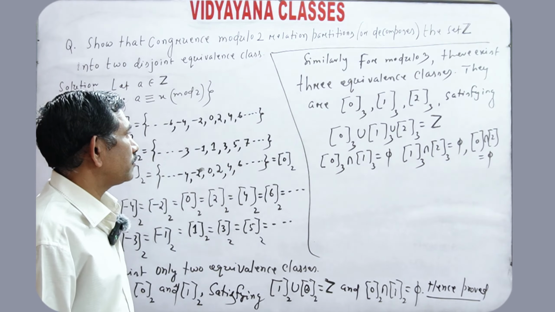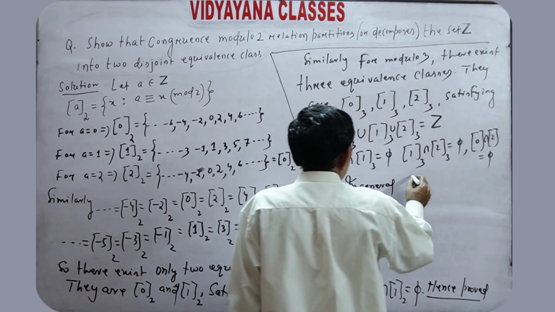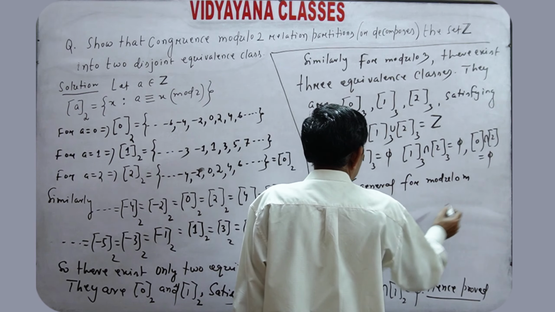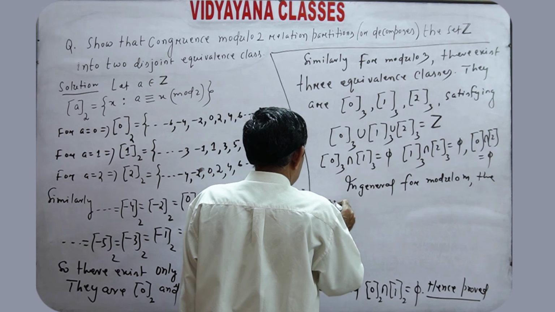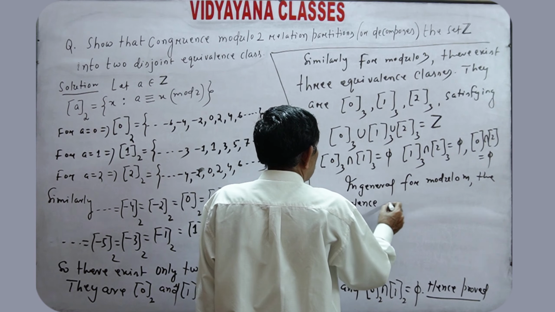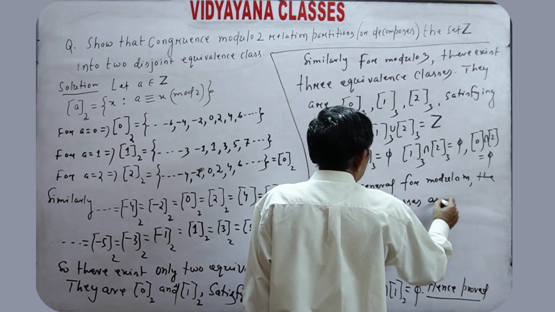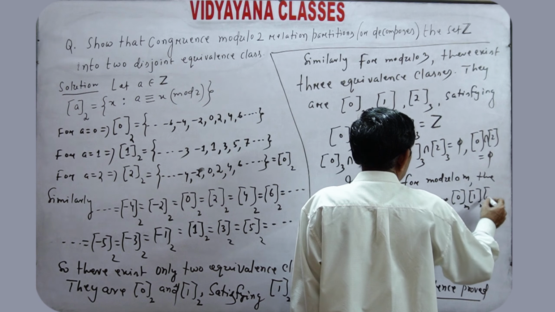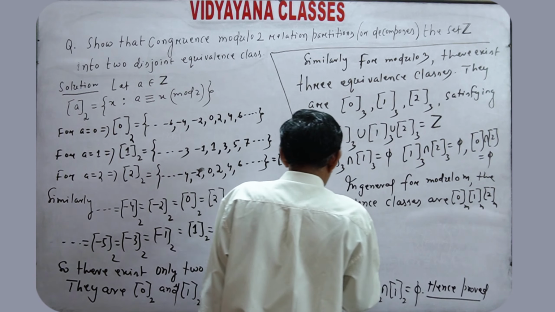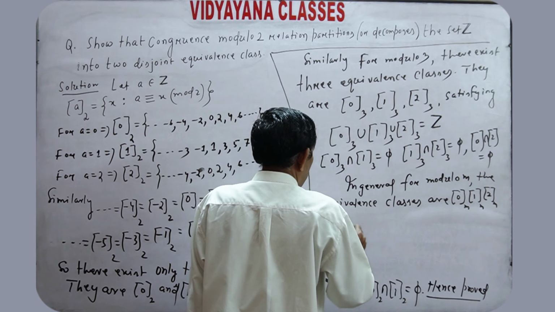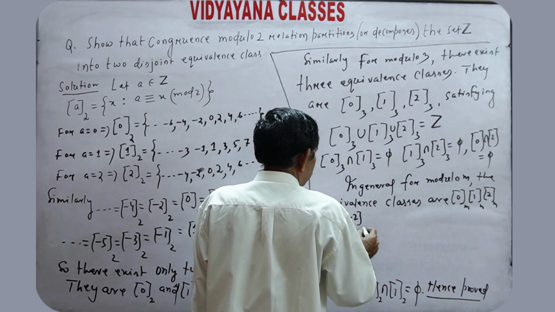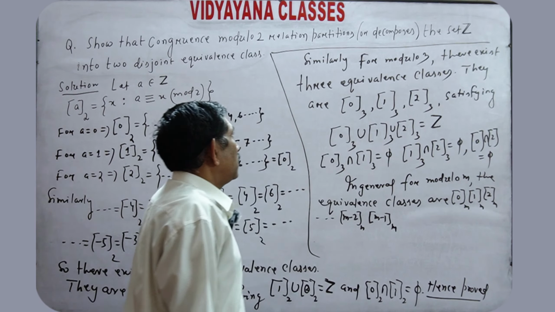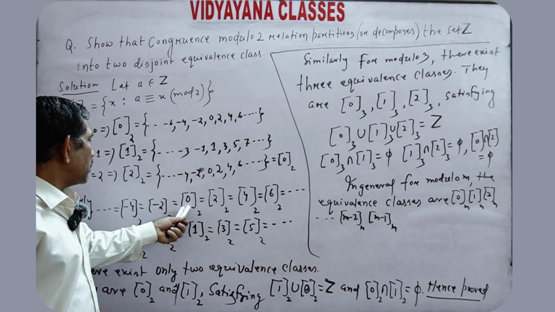In general, for modulo M, the equivalence classes are equivalent class of 0 modulo M, equivalent class of 1 modulo M, equivalent class of 2 modulo M, dot dot, equivalent class of M minus 2 modulo M and M minus 1 modulo M. For modulo 2, there exist two equivalent classes, that is equivalent class of 0 and equivalent class of 1.